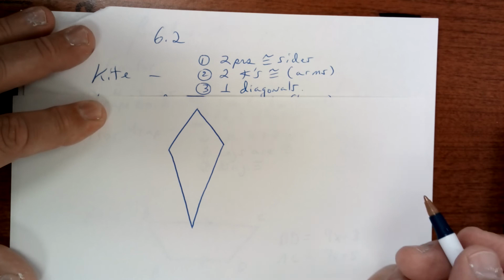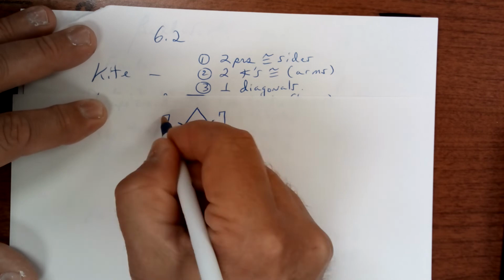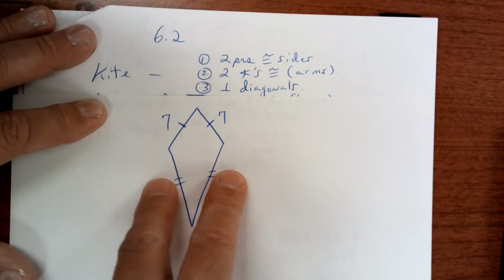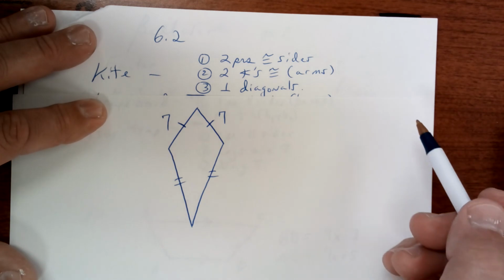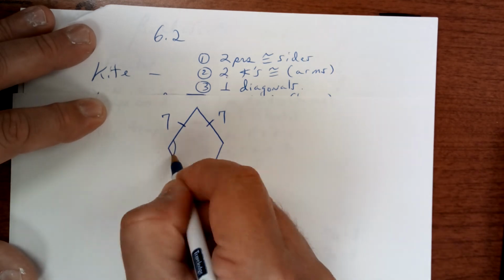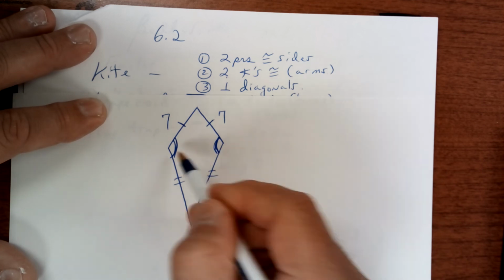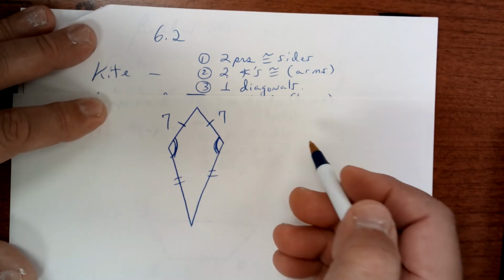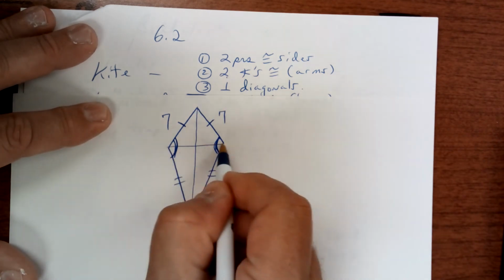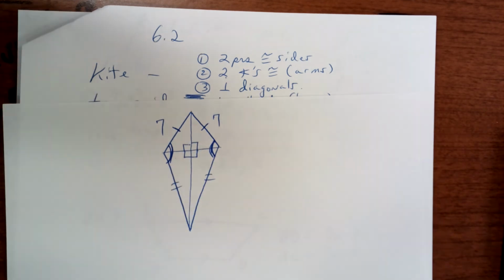And this side is equal to this side. And I'm just going to make up a number here. And this side is equal to that side. So two pairs of congruent sides. The angles on the arms, these angles right here, left and right, are equal. Not these, but those are. And the diagonals come in at 90 degrees. Perpendicular diagonals. So all of these are 90 degrees. And those are the three properties of a kite.